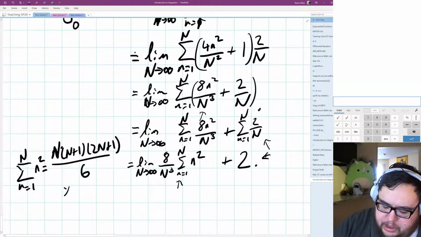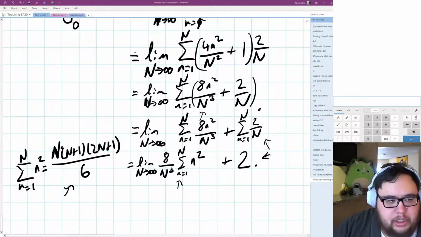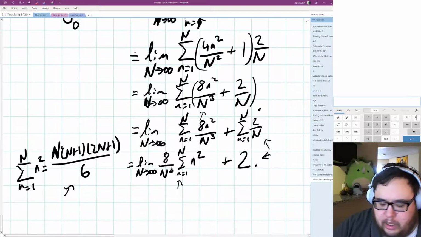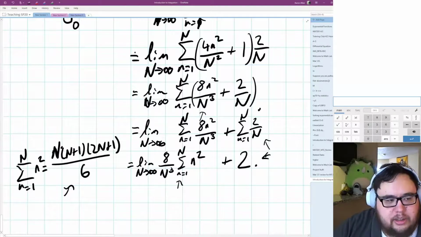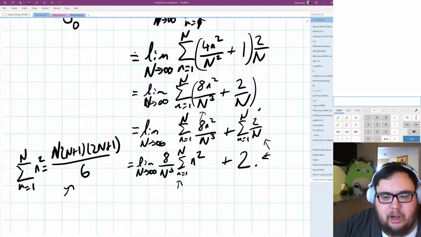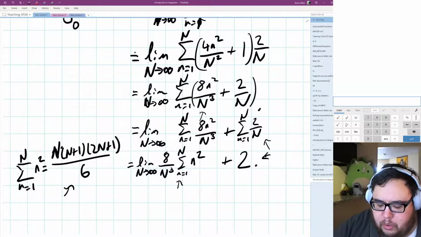I will give you, in just a second, a handful of these formulas to know. We are not by any means going to be able to evaluate many Riemann integrals by hand using this limit definition. There's going to be a very select few that we can do. This happens to be one of them, and it's because of this known formula.